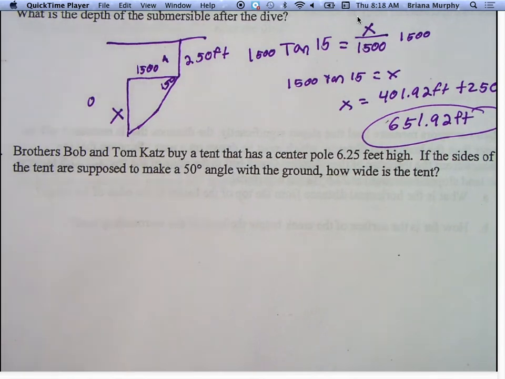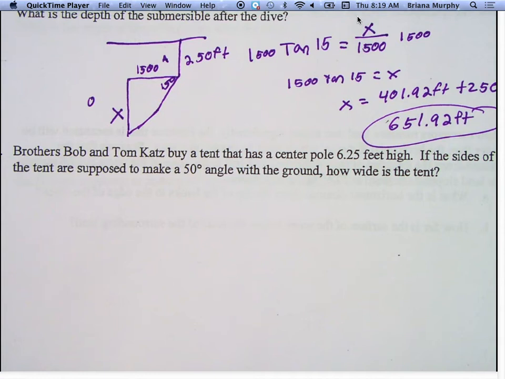Okay, I want you guys to try this last one. Ready? You're going to draw it yourselves. Brother Bob and Tom Katz buy a tent that has a center pole of 6.25 feet high. If the sides of the tent are supposed to make a 50-degree angle with the ground, how wide is the tent? This is kind of a trick also, right? So draw your picture, and then we'll go over the rest together. If you solve it, that's great. You can go ahead and solve it. But there is a trick to this.